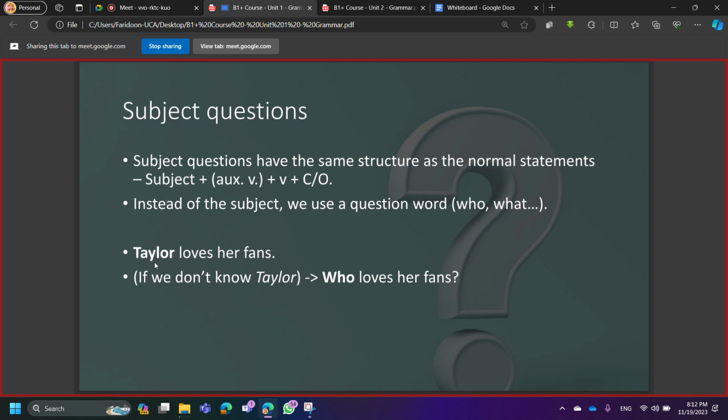Example: Taylor loves her fans. But if you don't know who loves the fans, then you just put the question word: who loves her fans? And it becomes the answer. Taylor loves her fans. Okay?